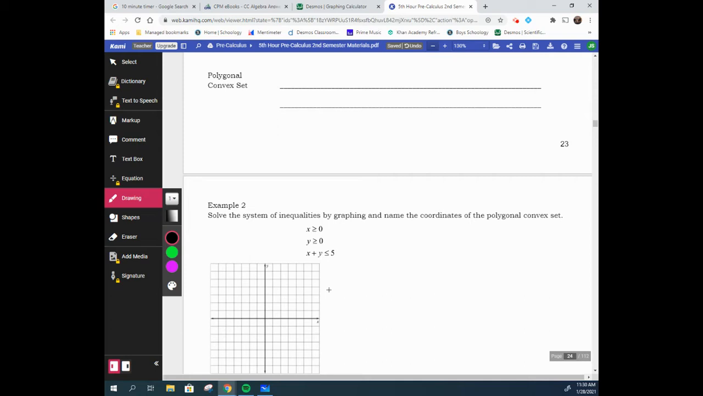So a polygonal convex set is the polygon created by the boundary of a system of inequalities. It's supposed to be a note right there.